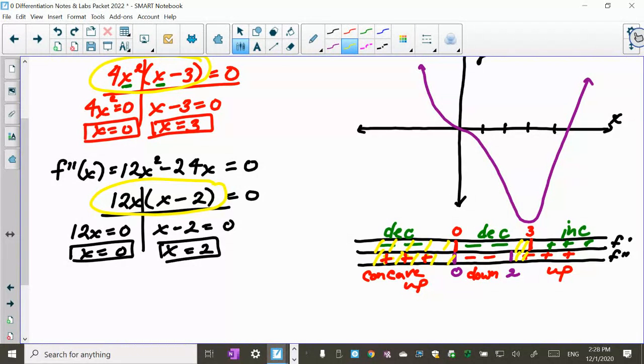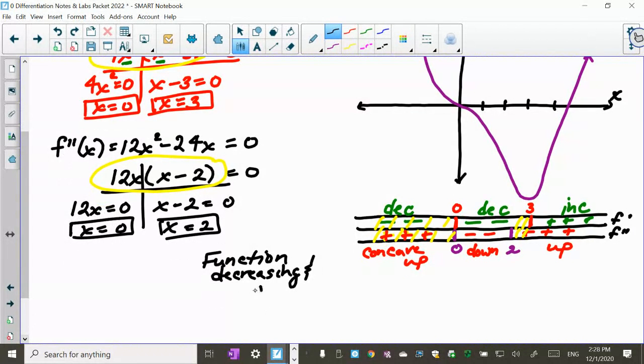So my answer: my function is decreasing and concave up. They have to happen at the same time. From negative infinity all the way up to 0, in union with 2 to 3. Those are the intervals that my graph is decreasing and concave up. All right, so that's 57.